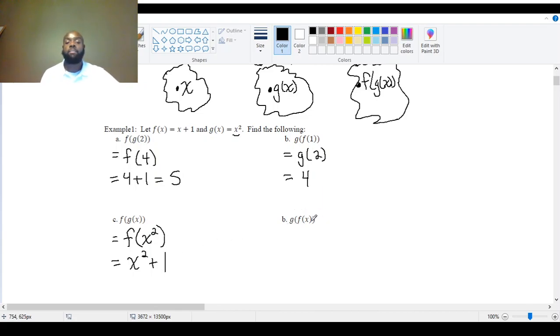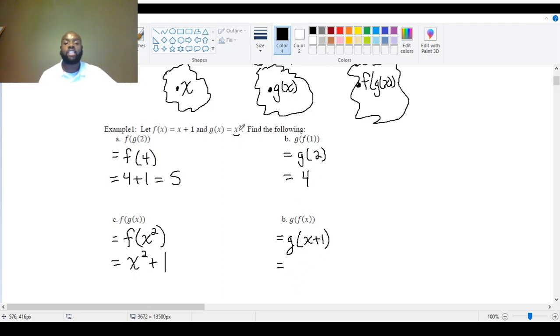We'll do a similar thing, but in the opposite direction. We go to our function f, and I'm going to take the formula for f, which is x plus 1, and replace it in my function g wherever I see an x, and there's only one x there, which is squared.